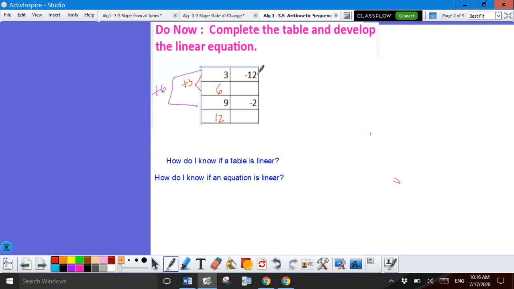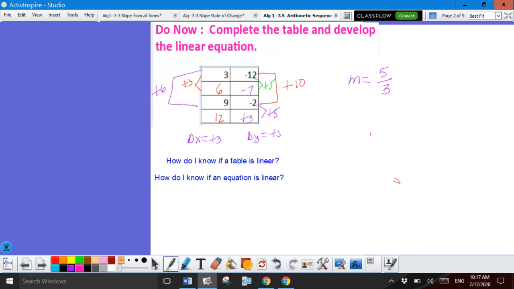And then this other side, negative 12 to negative 2, I'm adding 10. So that's a big jump to skip. So then half of that would be plus 5. So that would bring me to negative 7, and negative 2 plus 5 would bring me to a positive 3. So if I think about what my slope is going to be, the change in x is plus 3, the change in y is plus 5. So the slope is 5 over 3.